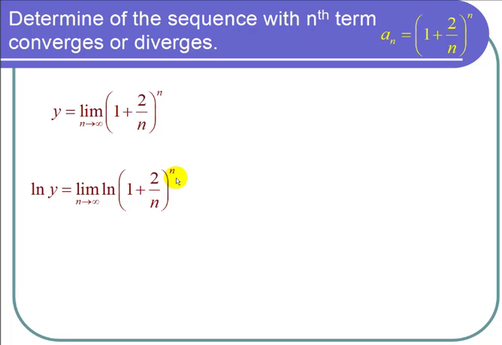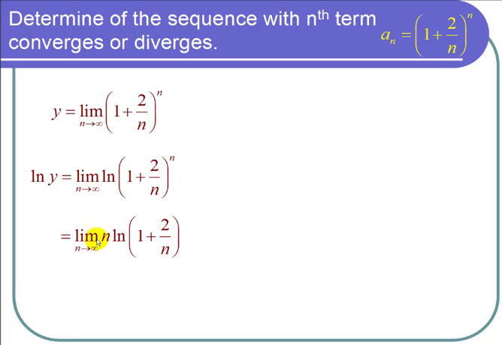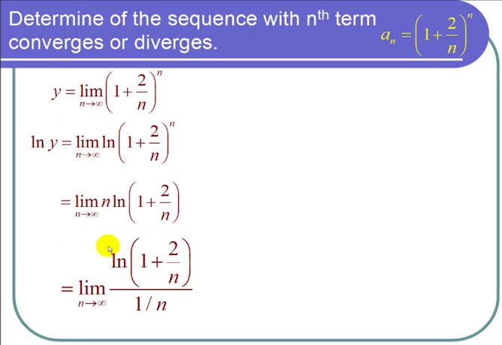And now I can move the n over, that's a log rule, and that's equal to the limit of n times the natural log of 1 plus 2 over n. I'd like to use L'Hopital's rule, but I don't have this n in a denominator, so I will put it in the denominator as a 1 over n. So that n got moved downstairs as a 1 over n.